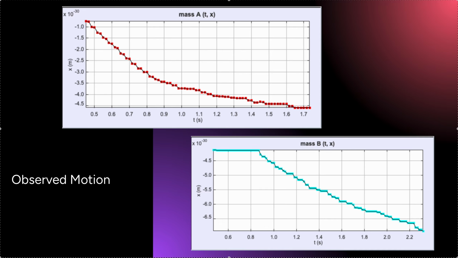This is the observed motion. When we actually run the experiment, we see some fascinating behavior. Typically, we observe that the first ball slows down or even stops after the collision, while the second ball accelerates for a bit and then also slows down. By measuring the velocities at multiple time points, we can create velocity time graphs and verify whether momentum and energy are conserved within the experimental uncertainty.